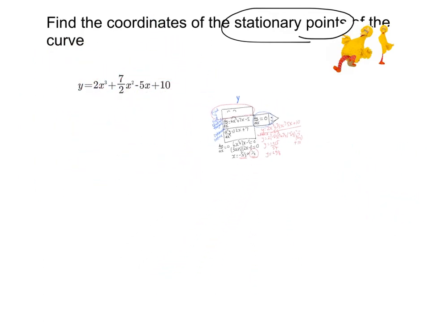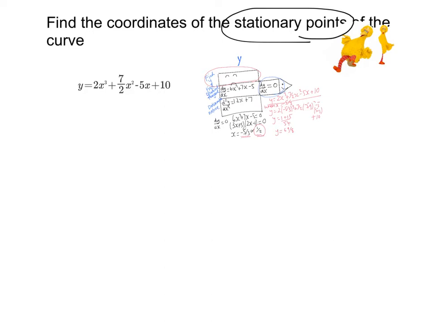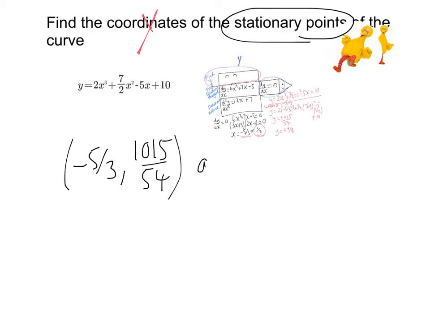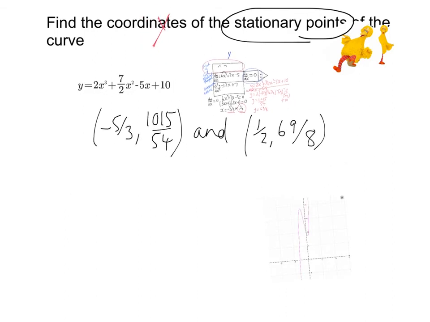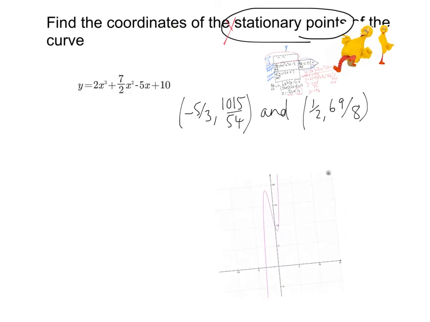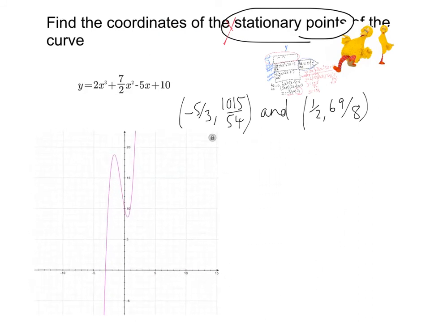So let's squeeze that up so I've got some space. The coordinates, notice there is a y in coordinates, of the stationary points are: my x value was minus 5 over 3 and the y value was 1015 over 54, and the other coordinate of the stationary point was a half and 69 over 8. Okay, if we move that up a little bit out of the way and bring our graph in, does that look about right?